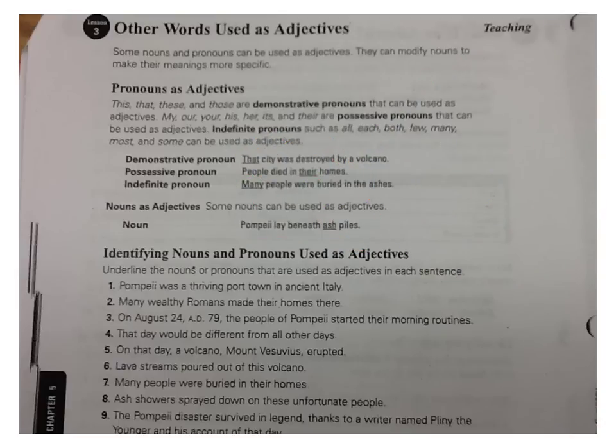Let's take a look at our first question. Pompeii was a thriving port town in ancient Italy. Notice that the instructions right here say to underline the nouns or pronouns that are used as adjectives in each sentence. So this word, port, is a noun. It's a person, place, or thing, but in this case it's being used to modify town. So we would underline that one as a noun used to modify a noun.